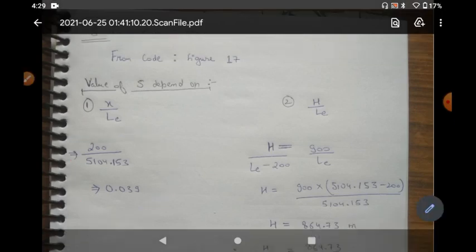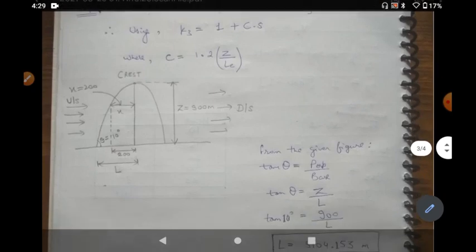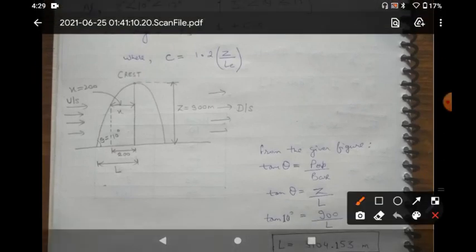So now let me show you the figure which we have already made here. So from this figure, as you know, we know a property: the bigger height divided by the bigger dimension, or we can say the bigger width. So this is the L which we generally consider as LE. Okay, and the bigger height, that is Z, that is 900 meter.